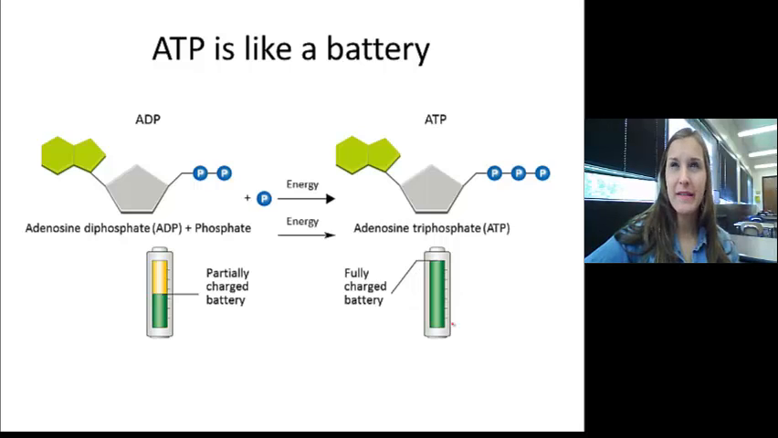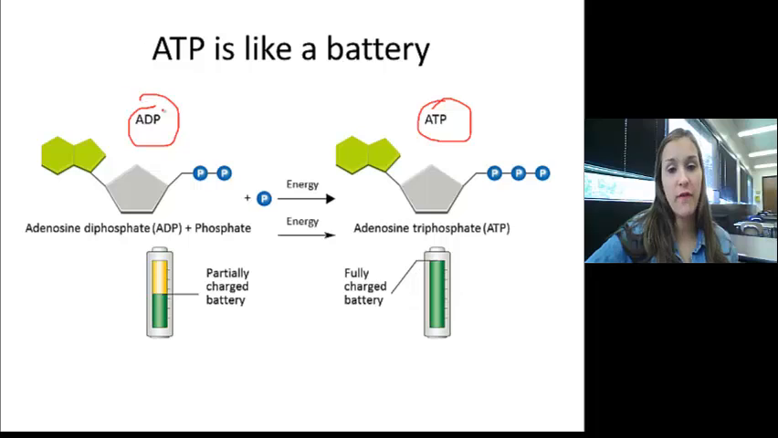So ATP is kind of like a battery. So if you take your cell phone, for example, you charge it at night, and it's fully charged, and then when you start to use it, it drains the battery. ATP is the same way. When it's fully charged, it's in the form of ATP. But as you start using it, it turns back into ADP, which is like a partially charged phone.